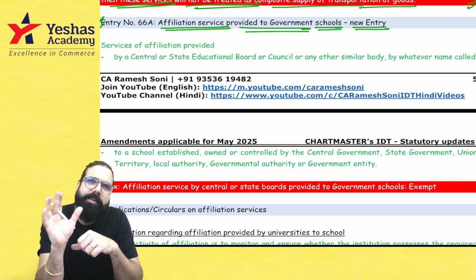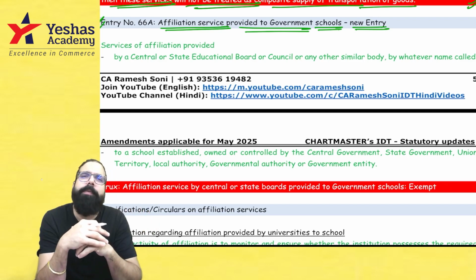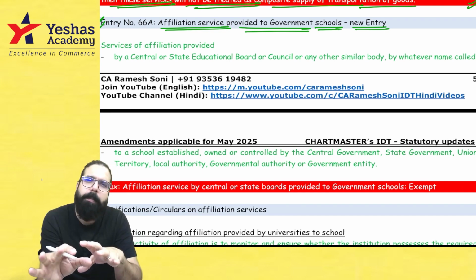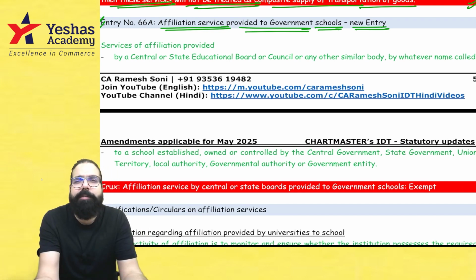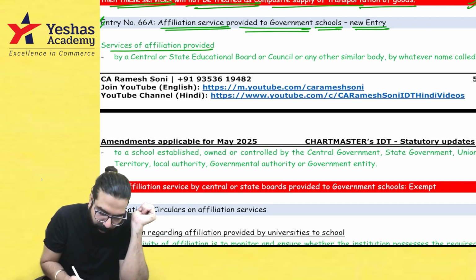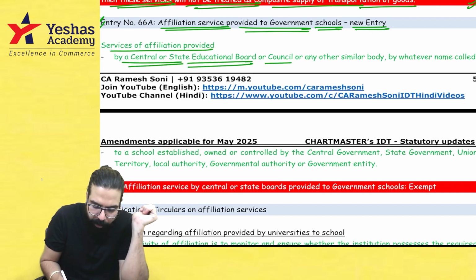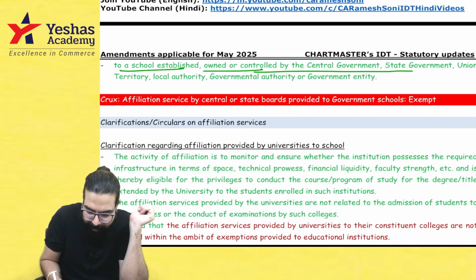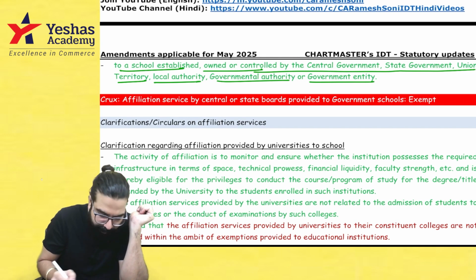Now these affiliation services were always taxable. But now they have clarified that if affiliation services are provided to government schools by the central board and state board, that is, to schools which are funded by the government, it will be exempted. So, services of affiliation by central board, state board or council or similar body to schools owned and controlled by central government, state government, union territory, local authority or governmental entity. Basically, to schools which are owned by whom?